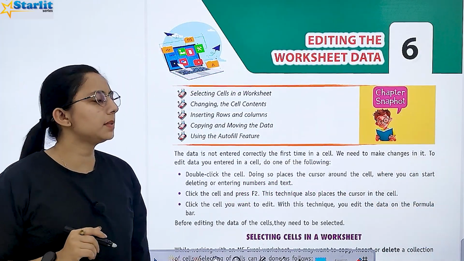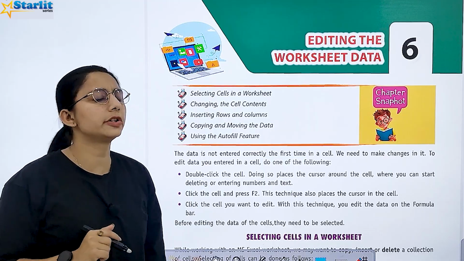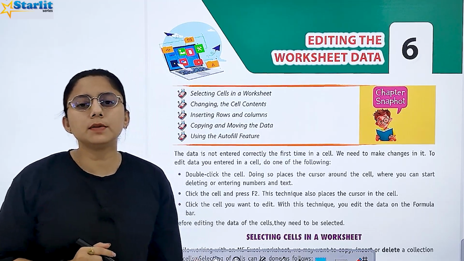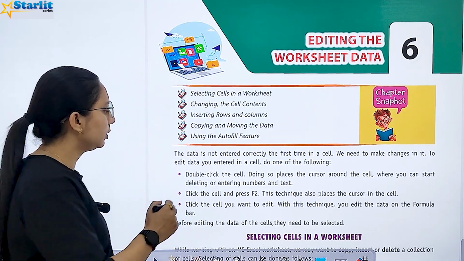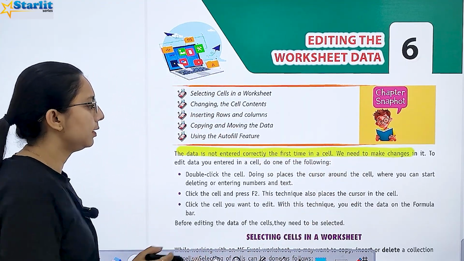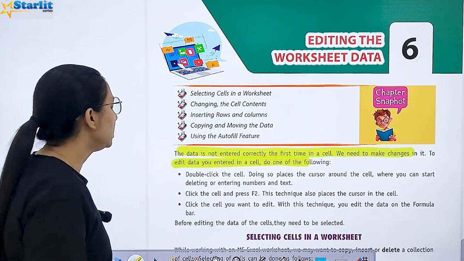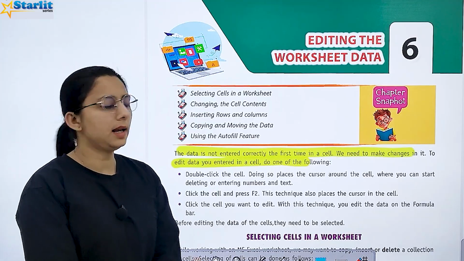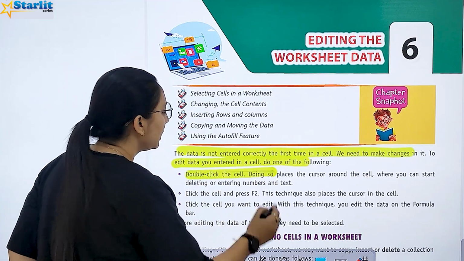Today let's start with chapter number 6, editing the worksheet data. So in this chapter, we will edit some worksheet data. Data is not always entered correctly the first time in a cell, so we need to make changes in it. To edit data you entered in a cell, do one of the following. Double click the cell.